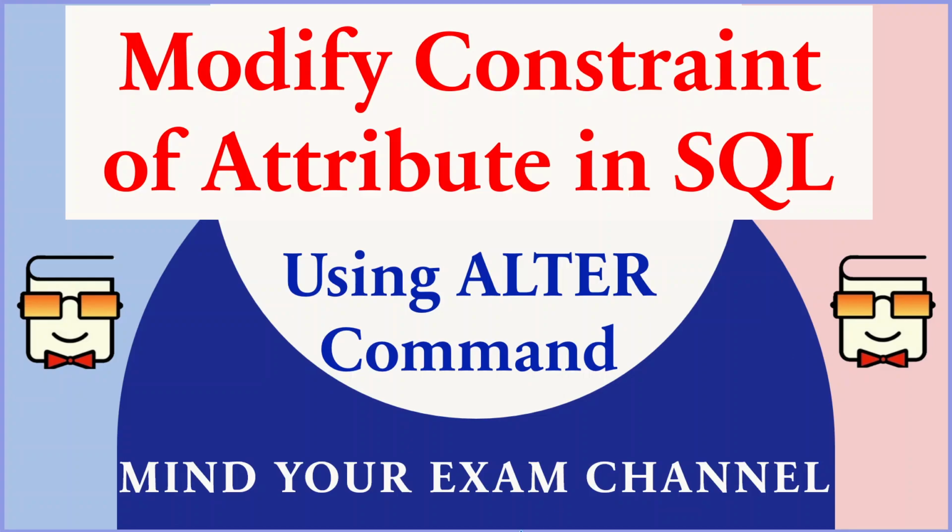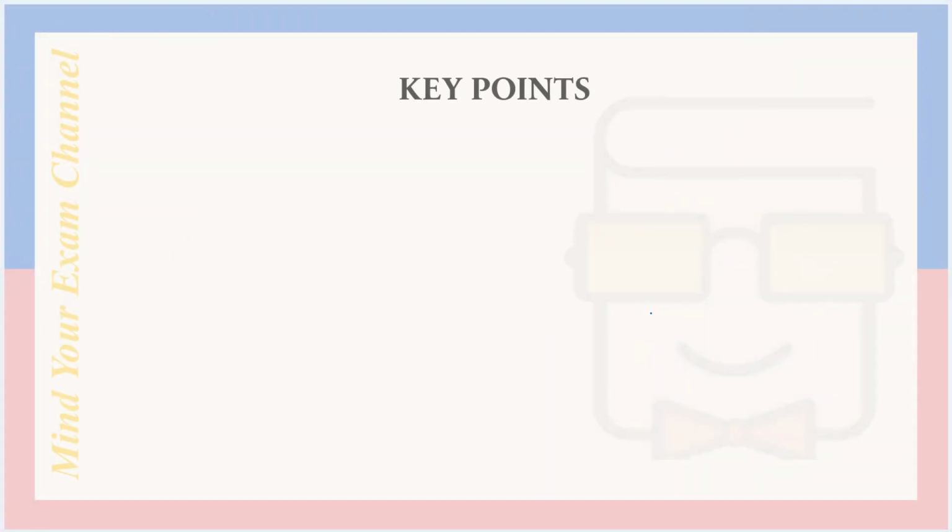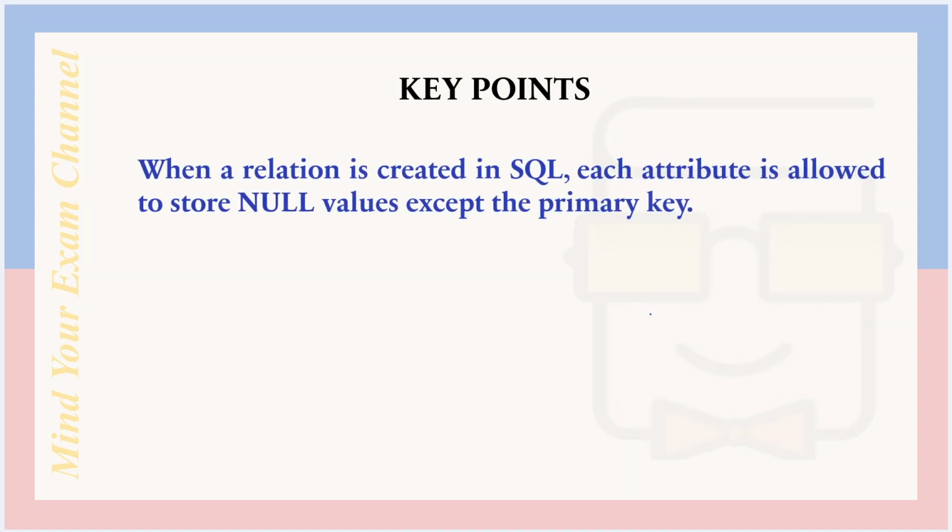So in this video we will be learning how we can change the constraint that is specified on an attribute of a relation in SQL. This is done using the alter command, and in this video we'll be mainly talking about changing the null constraint to not null constraint in SQL. Okay. So let's start with some key points that you need to remember before modifying the constraint of an attribute.